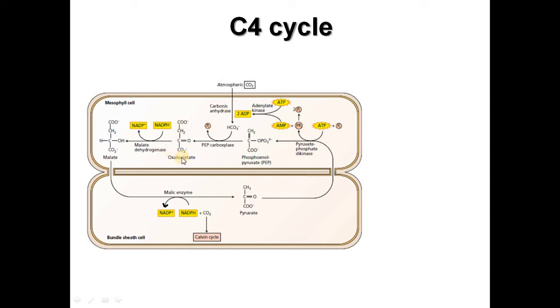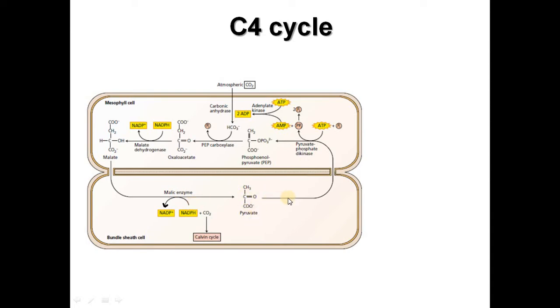Okay, so we were talking about oxaloacetate and it has 4 carbons, so that's why this is called a C4 cycle. With the help of an enzyme called malate dehydrogenase, oxaloacetate will be converted into malate. And this is kind of an alcohol-like molecule, which will then move onto the bundle sheath cell. So this is the place where CO2 will be released from malate with a malic enzyme, and we are then left with a pyruvate.